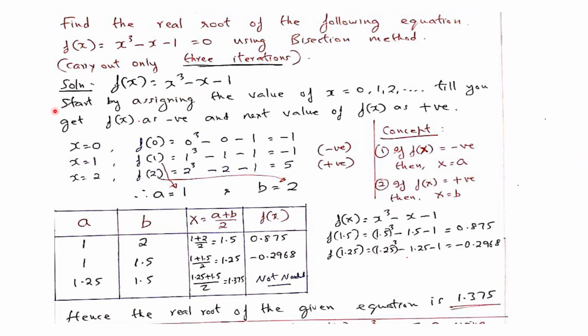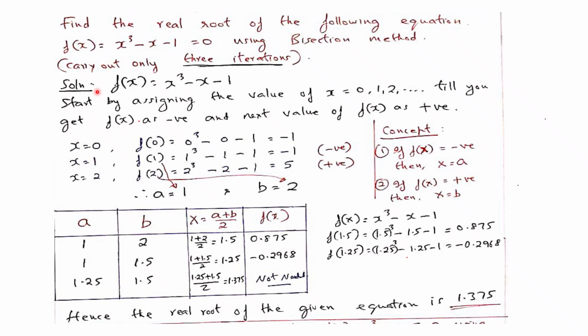Now the first step is to start assigning the value of x as 0. Then in the next trial it is 1, and in the next one it is 2, and you have to go on doing this till you get the f of x value as negative, and the next value of f of x should be positive. So one value should be negative, another value should be positive. You have to go on continuing till you get this. So we will start.